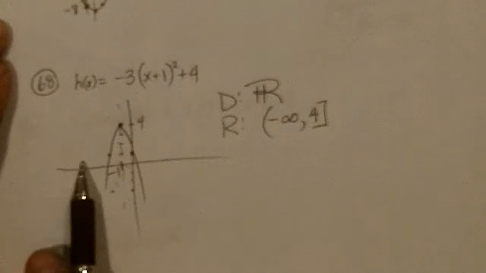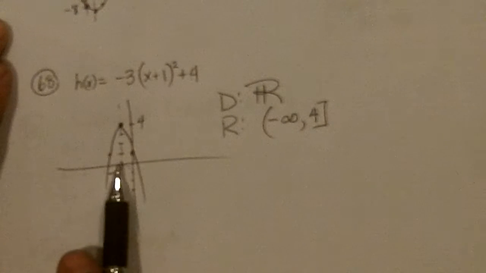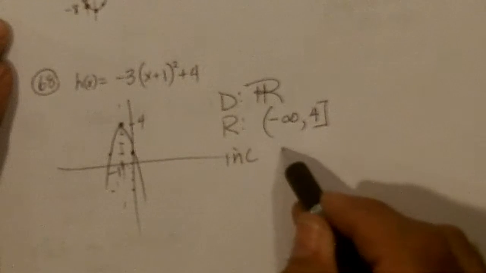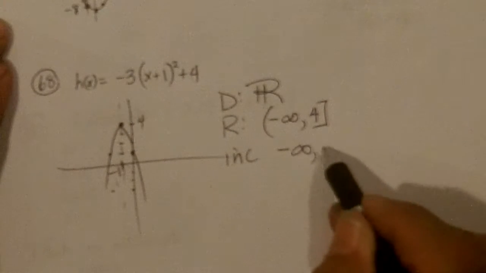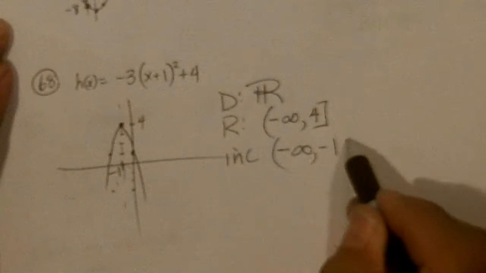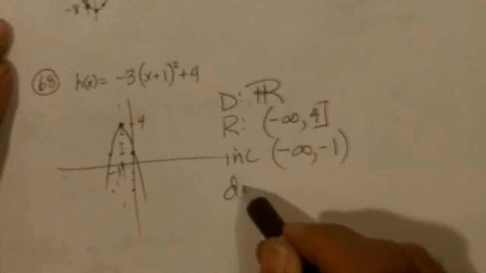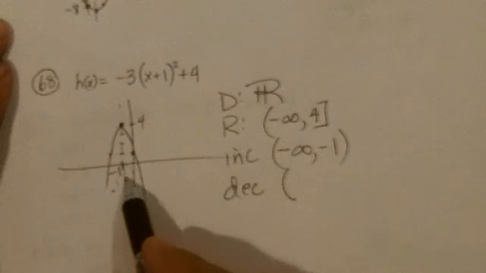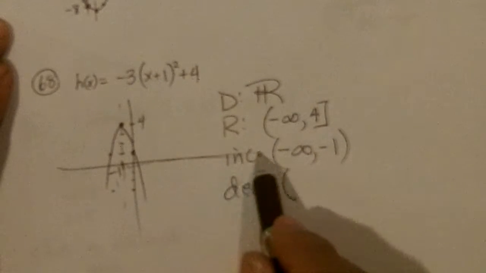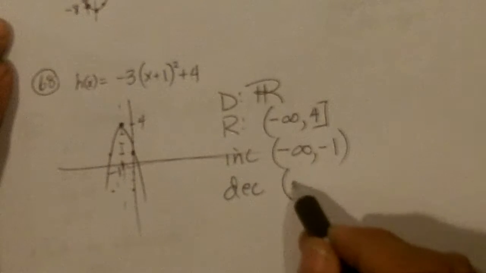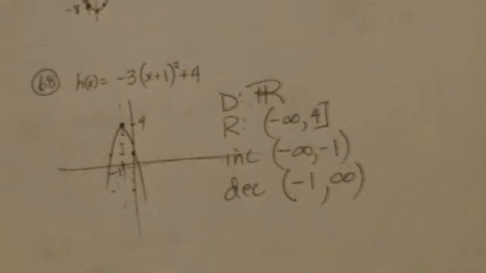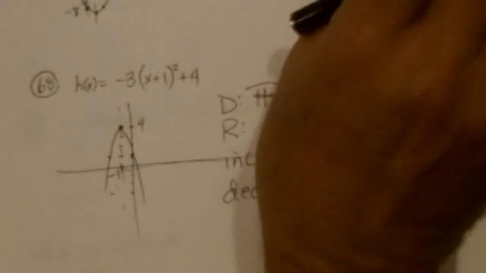It's increasing all the way until x gets to -1. From negative infinity to -1, this curve is increasing, and it's decreasing from -1 on the x till x goes to infinity. This thing is constantly going down. I think that's what they wanted you to do on 68.